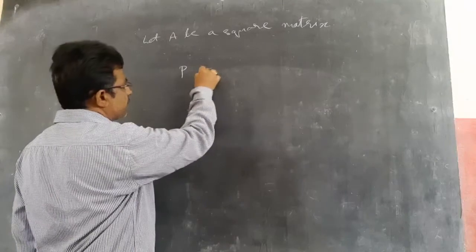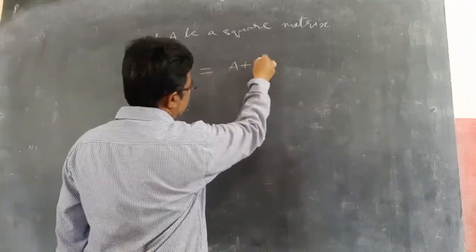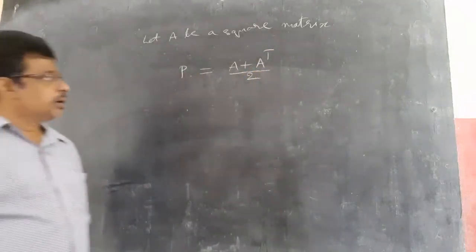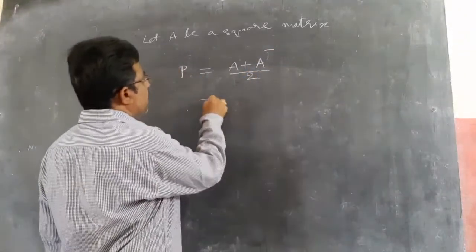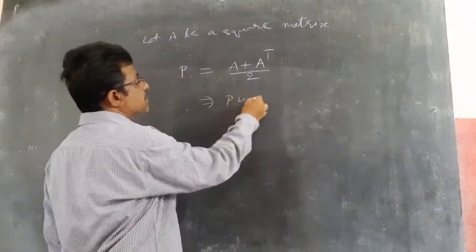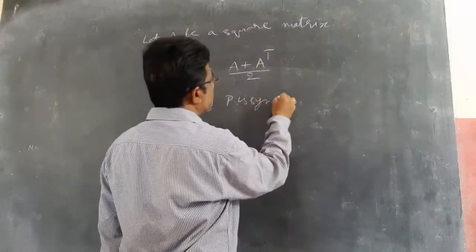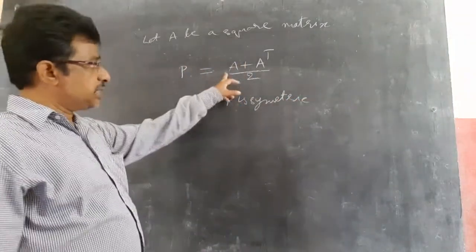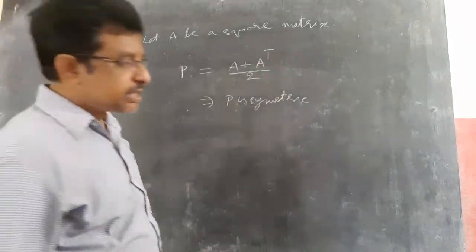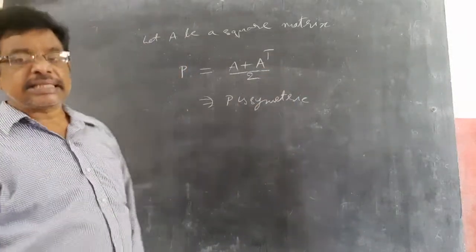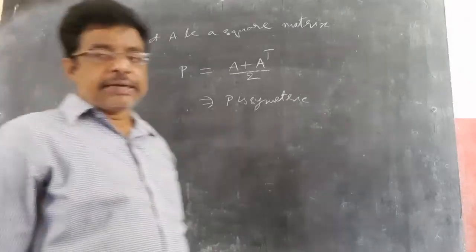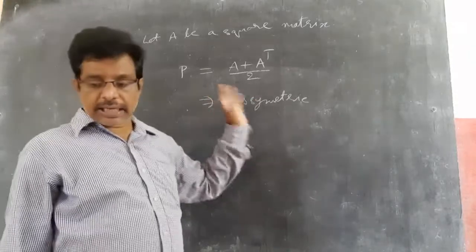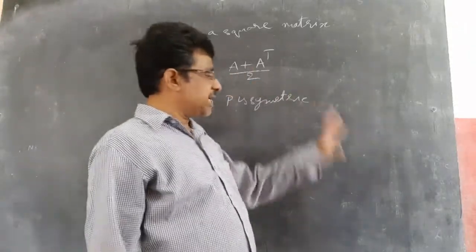So I will take P equal to A plus A transpose by 2. This implies P is symmetric, because we know that just now we proved A plus A transpose is symmetric. By 2 doesn't matter, it is a scalar multiple, you can write outside. K into A transpose is K A whole transpose. Like that 1 by 2 you can write outside.